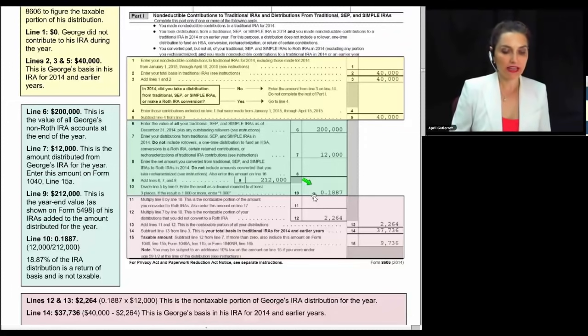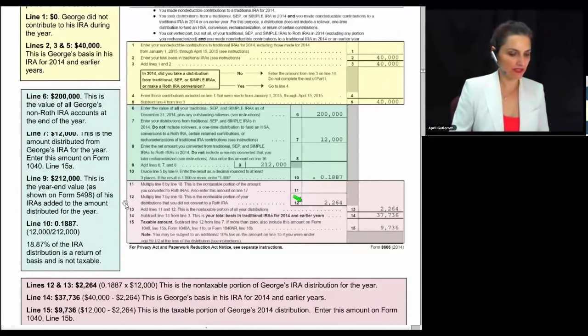So we're going to take 0.1887 and multiply that out. When we do that, you can see here on line 12 it says multiply line 7, which is the distribution amount, by line 10, the percentage. When you do that, you get $2,264. So $2,264 is 18.87% of $12,000. This is the tax-free return of cost, the portion of the distribution that is non-taxable. The next step is to subtract $2,264 from the total amount that was distributed, $12,000. The net difference is $9,736.